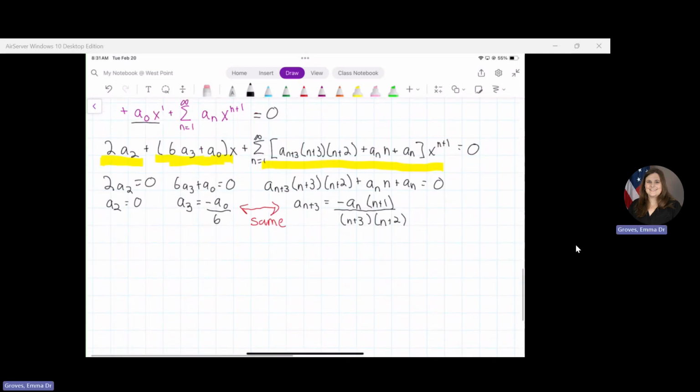So what we can conclude is that a0 is arbitrary. We can't figure it out. A1 is also going to be arbitrary, right? We didn't have a formula for that. A2 is 0, and then we are able to start our recursion at 3. So a_(n+3) is going to equal negative a_n times (n+1) over (n+3) times (n+2).